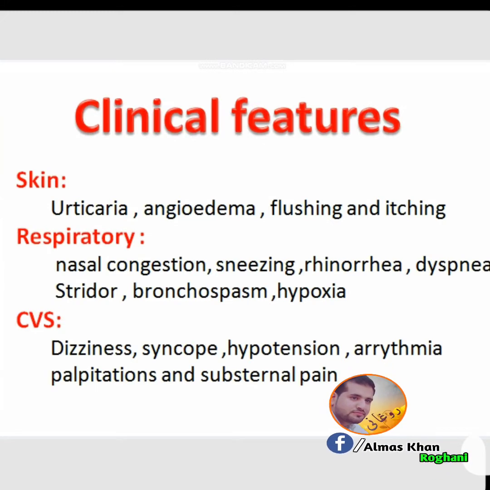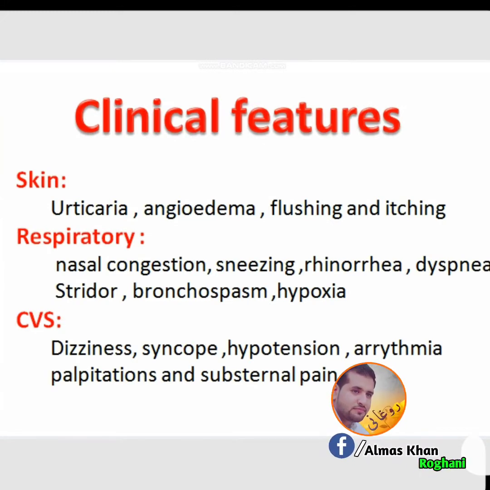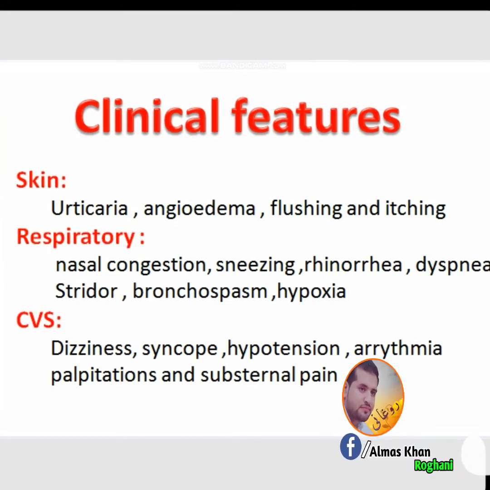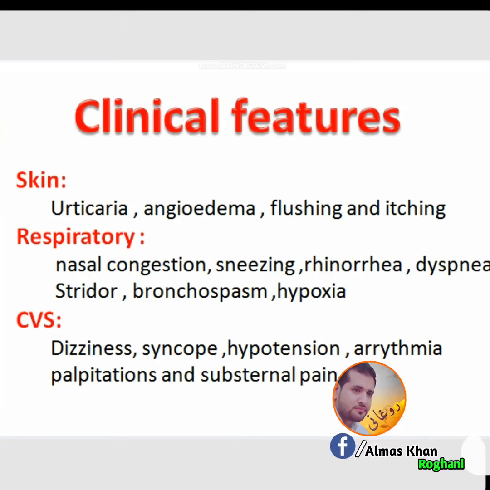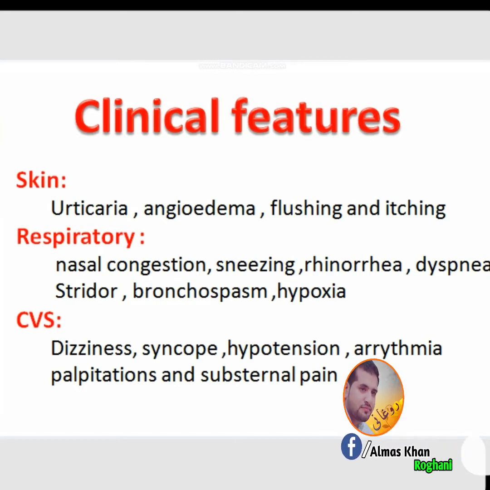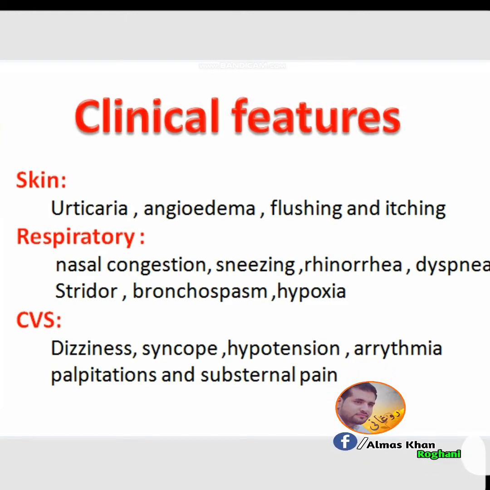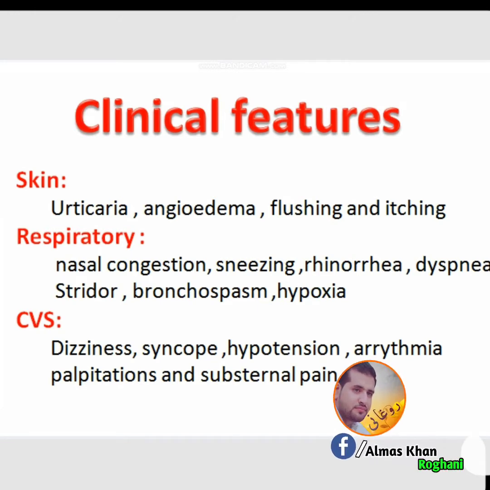Now, what are the clinical features of anaphylaxis? In skin, it causes urticaria, angioedema, flushing, and itching. In the respiratory system, it causes nasal congestion, sneezing, rhinorrhea, dyspnea, stridor, bronchospasm, and hypoxia. In the cardiovascular system, it causes dizziness, syncope, hypotension, arrhythmia, palpitations, and substernal pain.